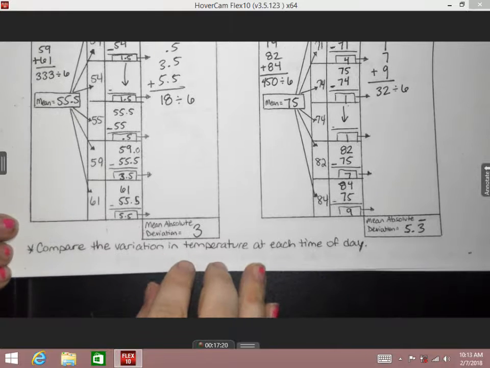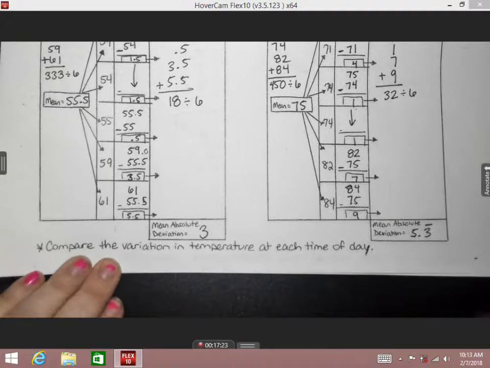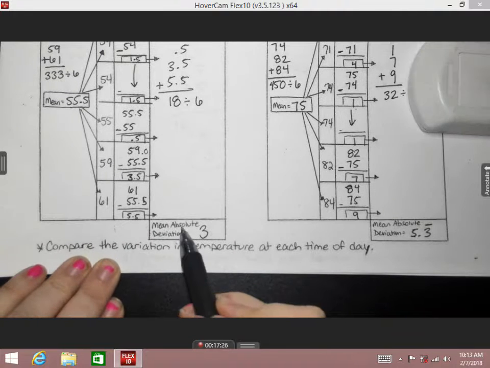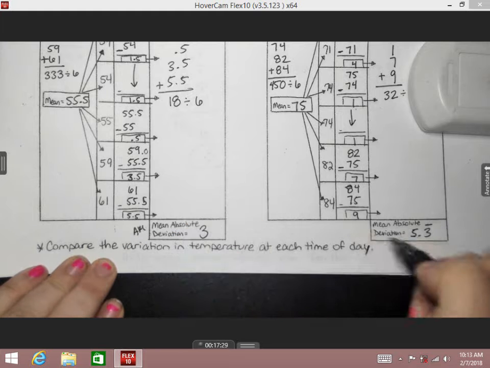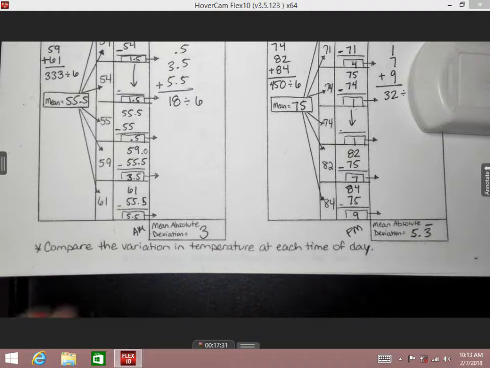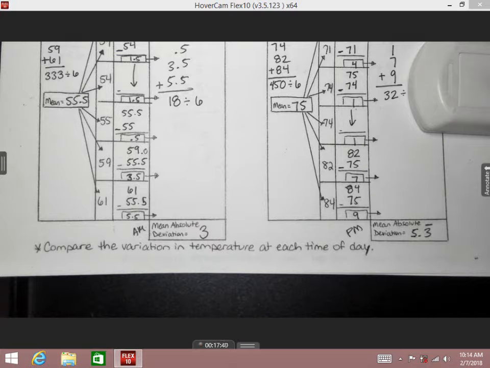Okay. We have one more thing to answer. It says, compare the variation in temperature at each time of the day. Remember, this is our morning. This is our afternoon, our PM. Okay. What does the word variation mean again? Make sure you're raising your hand so I can actually hear you answer, Braxton. How things are spread out. So if these temperatures are only on average 3 away from the center, and these temperatures are on average 5.3 away from the center, what do I know? How can I compare my AM and my PM temperatures?